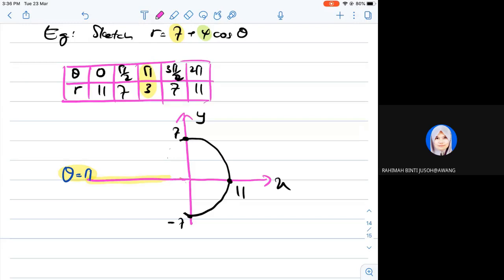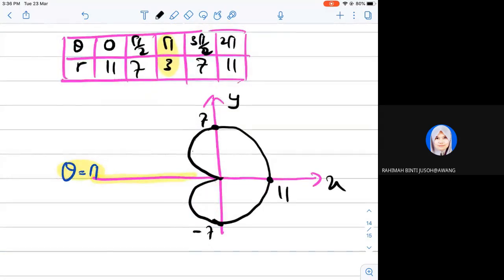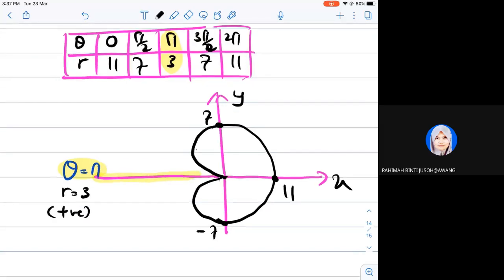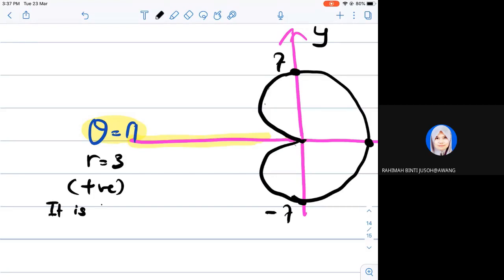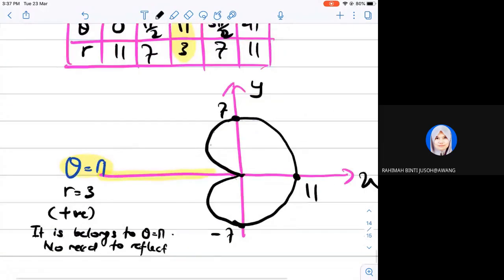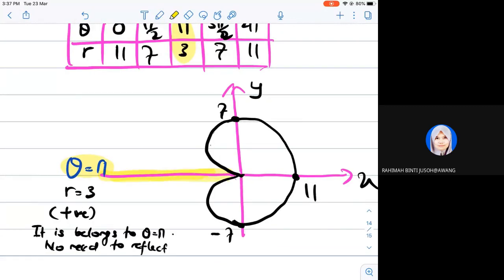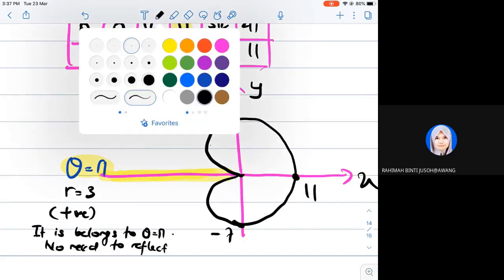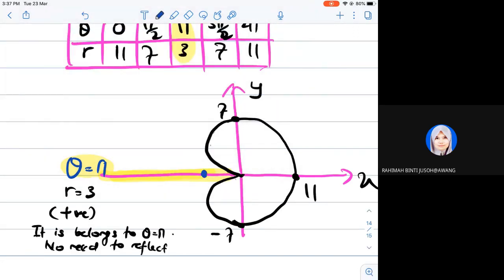Okay, asal-asal konsep kita macam gini kan, kalau dia kardioid kan. Okay, now when theta equals to pi, kita punya radius R equals to 3. Positif. So bila positif, dia hak milik belongs to theta equals to pi. Sebab dia positif 3 tu. Jadi no need to reflect. So position theta equals to pi adalah kat sini lah kan. Ni theta equals to pi. So R equals to 3 tu dia mesti berada pada paksi theta equals to pi tu. Faham tak? Sebab dia positif. Tak payah reflect dah. So dia mesti berada dekat sini. Warna biru lah. Dia mesti berada dekat sini. 3 tu. Boleh faham?